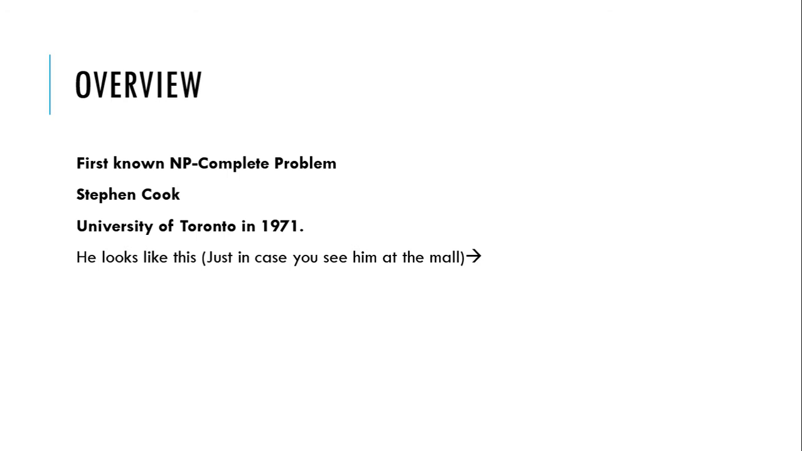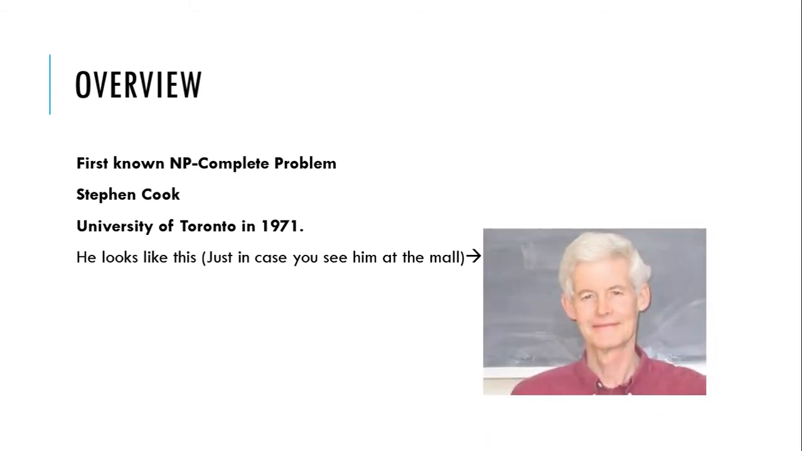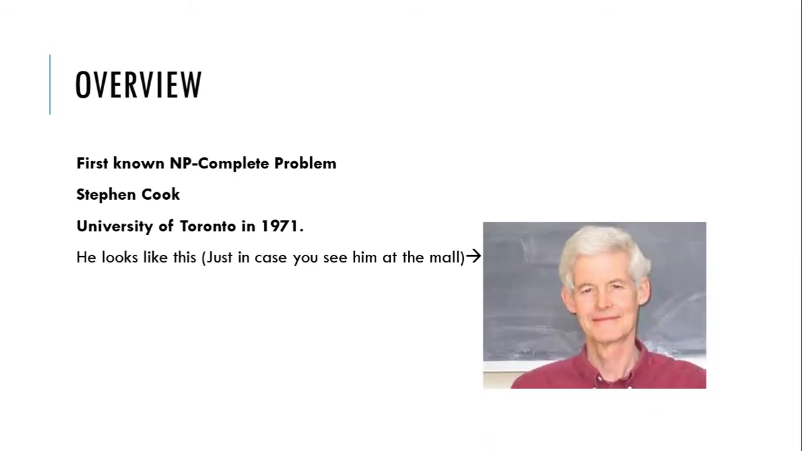It was developed by Stephen Cook in 1971 at the University of Toronto with his friend named Levin. So basically, we have a theorem called Cook's theorem, which proves the first NP complete problem. And we have a picture of him here if you want to look at what the guy looks like.